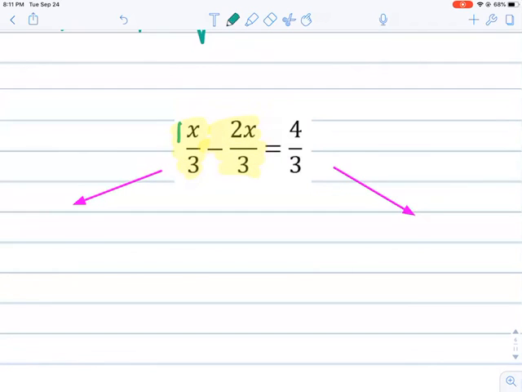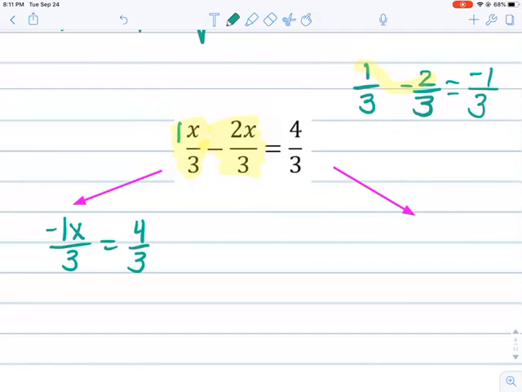So if I'm combining both those terms, just like when you would subtract fractions together, this is really just 1/3 minus 2/3. As long as you have the same denominator, you go ahead and subtract those together, and you get negative 1. So it works the same way, but instead we get negative 1x, or just negative x is fine too. Equals 4/3. And then from there, you multiply by the reciprocal, negative 3 over 1 on both sides. We end up with x equals negative 12 divided by 3, or negative 4.